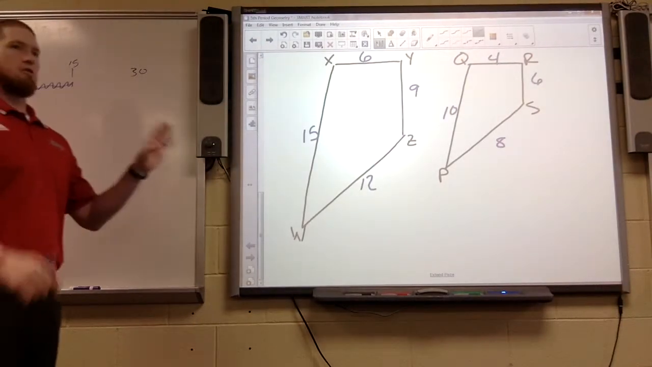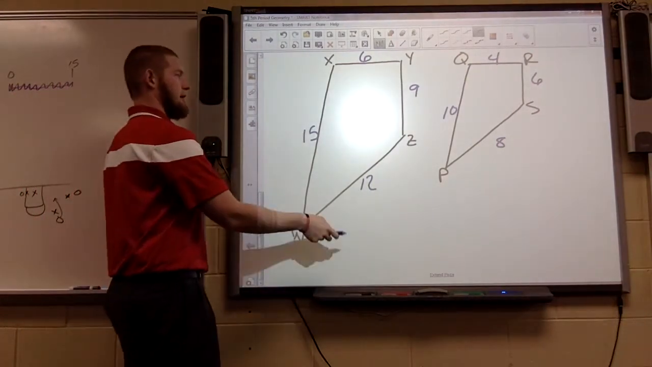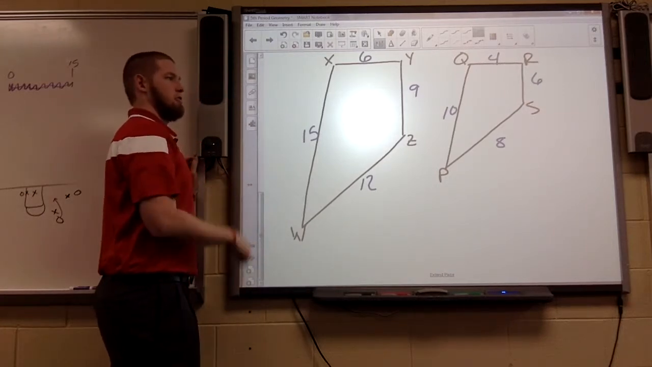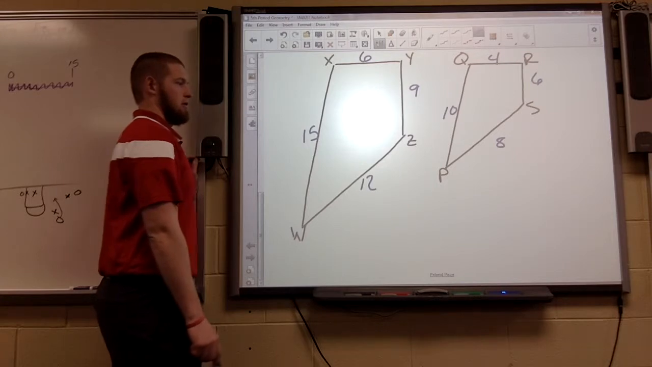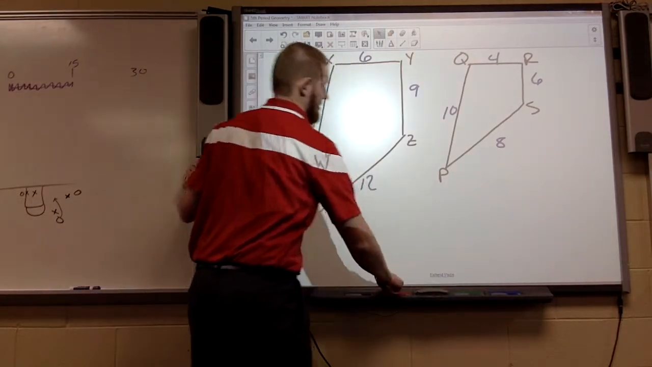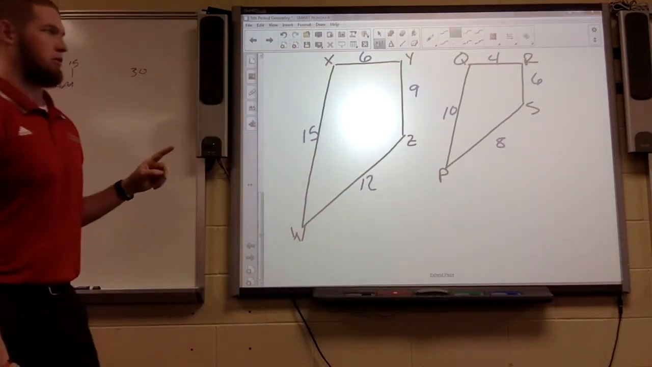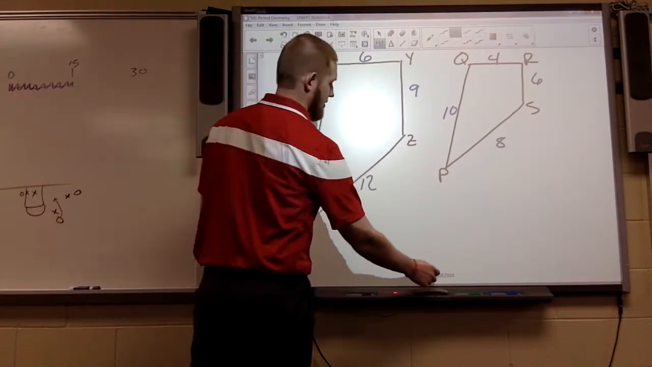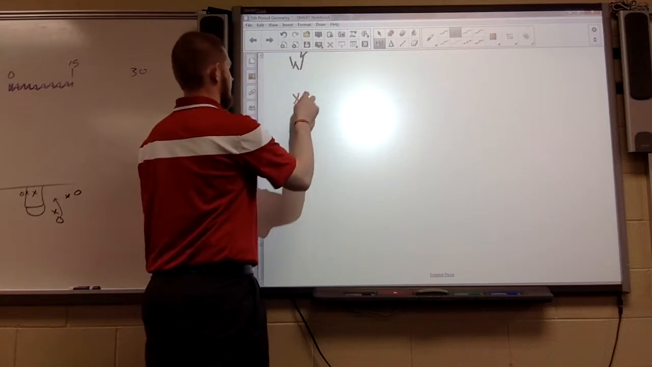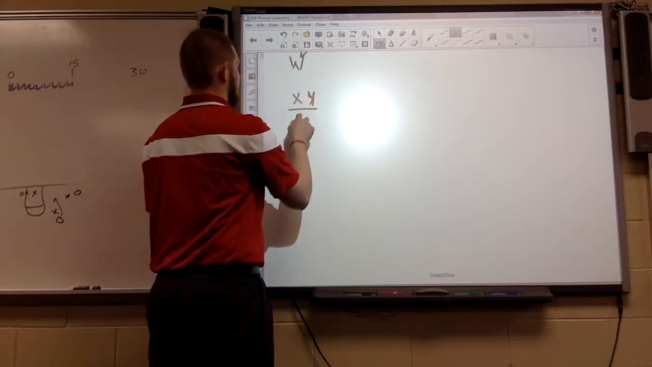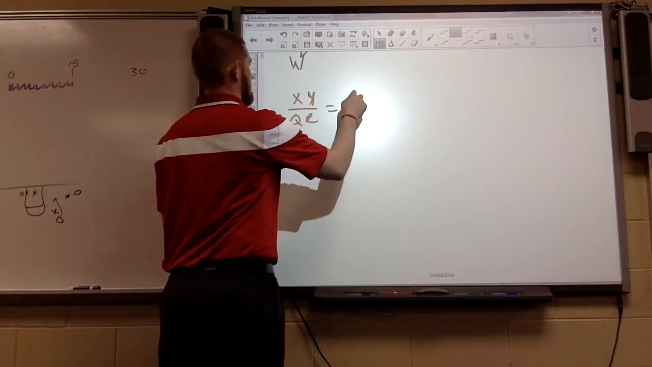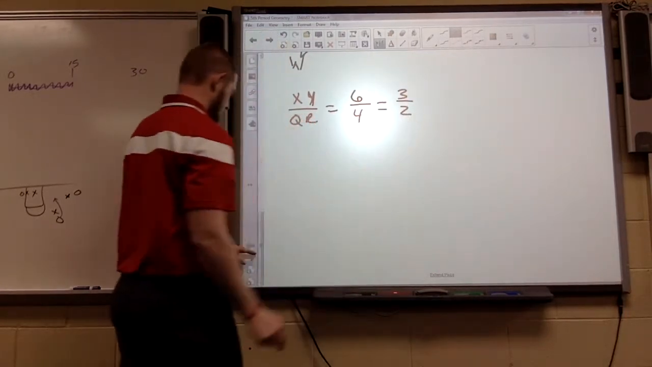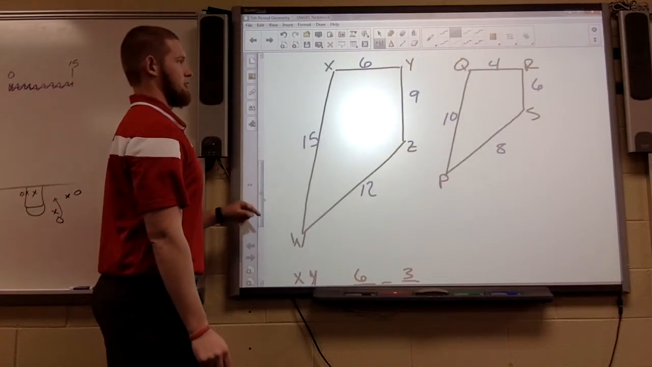Before, you can't just look at the angles though. Okay, the angles are a hint, but before you can actually say it, you have to show that your ratios are congruent. So what's one ratio I can set up here? Make sure we're comparing corresponding sides. 6 to 4. So you did XY to QR, right? We did XY to QR, which was 6 to 4, which reduces to 3 to 2. Good. Okay. Do another one for me, Brody.